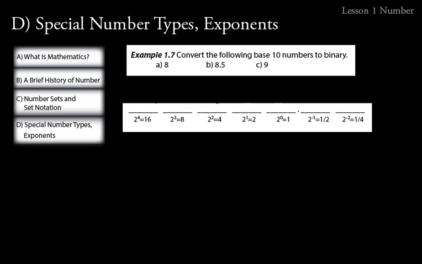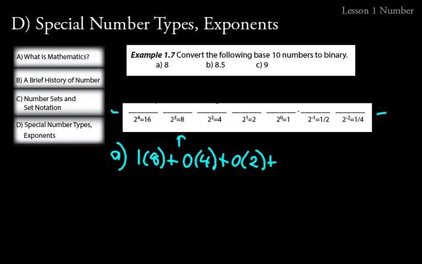Let's go the other way now. Example 7, convert the following to binary. So for A, we've been given a base 10 number of 8. And so in your placeholders chart here for base 2, do you see an 8 in there? Well, yes, right there. So that would be on. And so we'd say 1 times 8 plus 0 times 4 plus 0 times 2 plus 0 times 1.